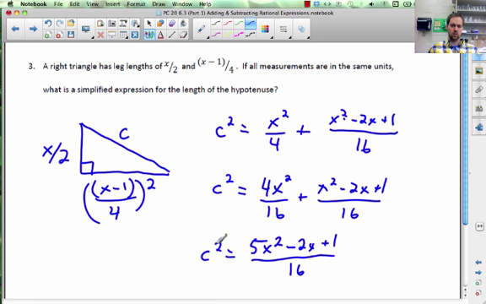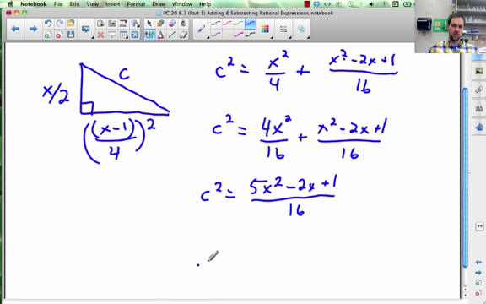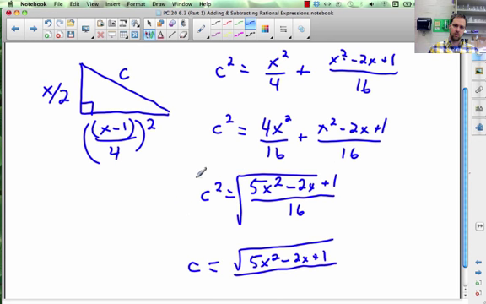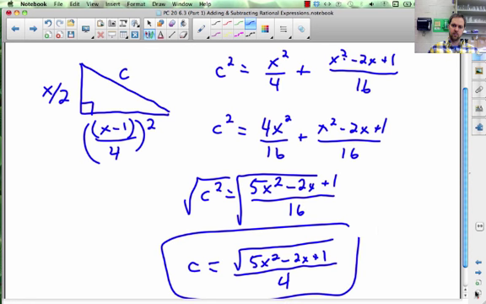over 16. And of course, to find c, just take the square root of both sides. c equals the root, and I'm just going to make this a small root because we can square root the denominator. So c equals the root of the numerator, 5x squared minus 2x plus 1, and we take the square root of the whole thing. Okay, but the denominator just ends up being 4. So here's your final answer.